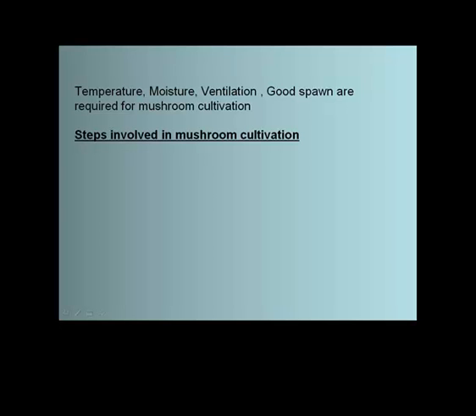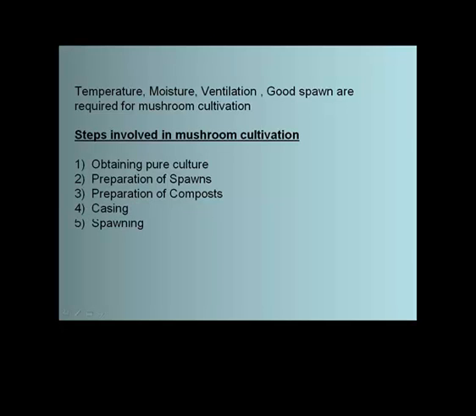Temperature, moisture, ventilation, good spawn are required for mushroom cultivation. Steps involved in mushroom cultivation. Obtaining pure culture. The pure culture of mushrooms is obtained from a national or international mushroom culture center, or also can be obtained by isolating the mushrooms from nature. Spawn. Mushroom mycelium coated on some sterilized base represents spawn.